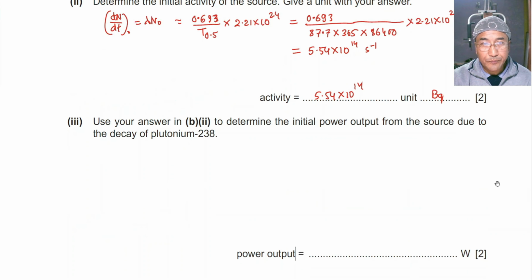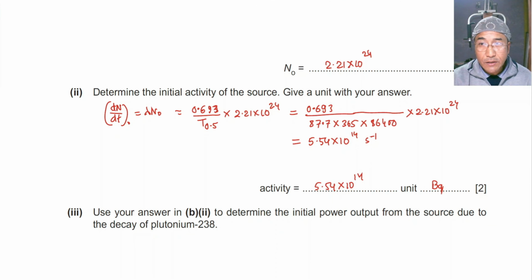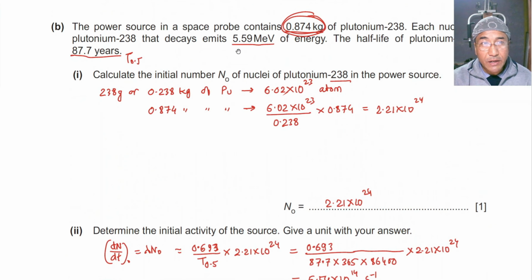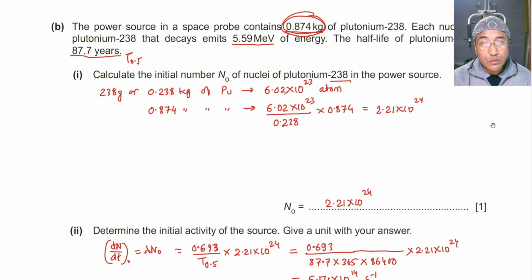Now next, use your answer in B2 to determine the initial power output from the source due to the decay of plutonium. So initially, the energy given by one of them is 5.59 mega electron volt.